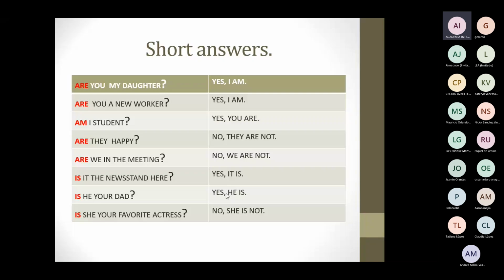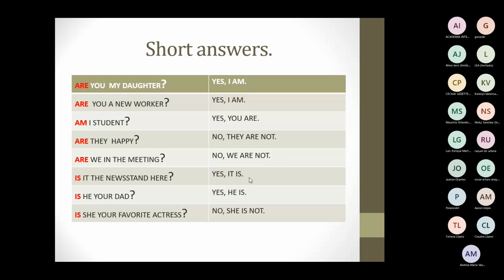Okay. This is a good one. Are we in the meeting right now? Yes, we are. So, although Gerardo is reading here, no, we are not. But his answer, yes, we are in the meeting. Okay. Is the newsstand here? I have a question. What's the main newsstand? I don't know. Newsstand means a puesto de periódicos. Is the newsstand here? No, it is not.